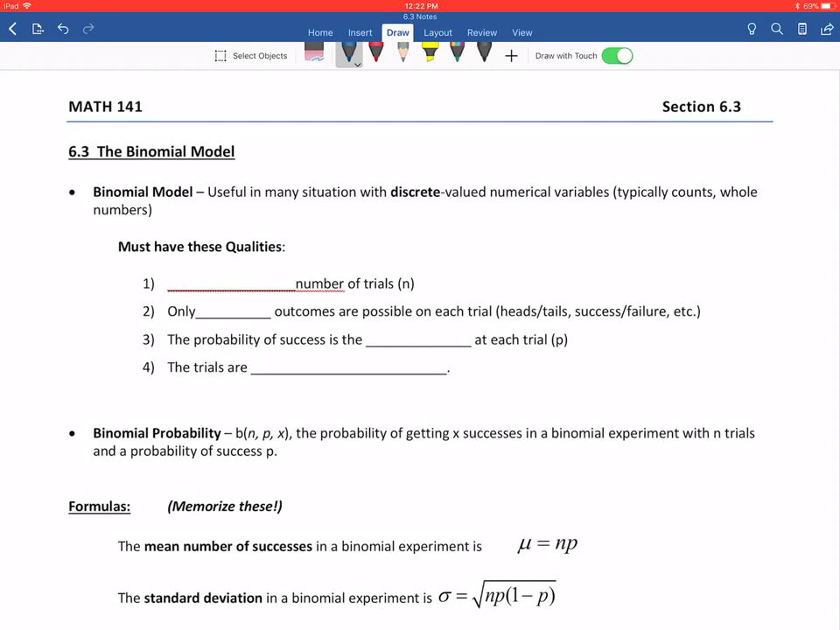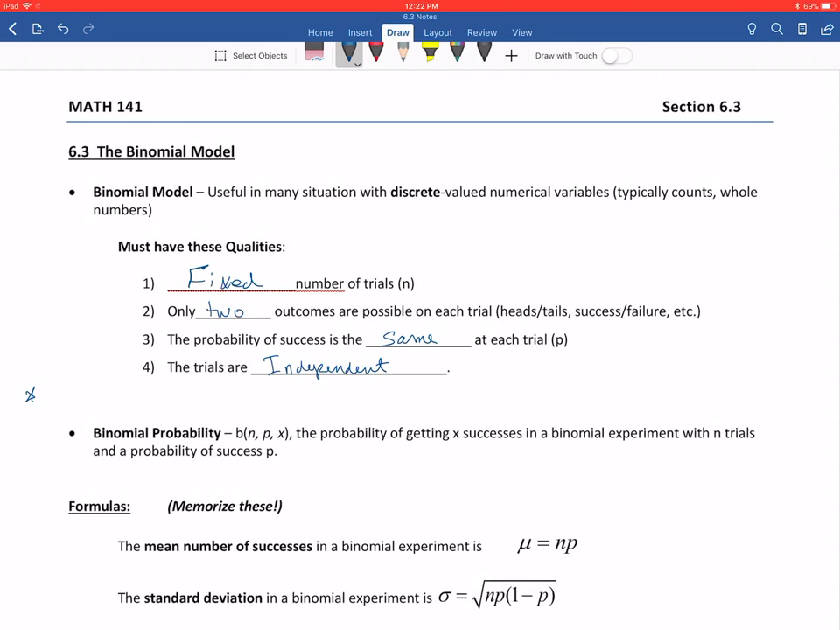To be a true binomial model situation, you have to hit these four qualities. There has to be a fixed number of trials. Only two outcomes can be possible on each trial, something like heads or tails, or success or failure. The probability of success has to be the same at each trial. And the trials themselves have to be independent. As long as you hit those four qualities, it would qualify as a binomial model.